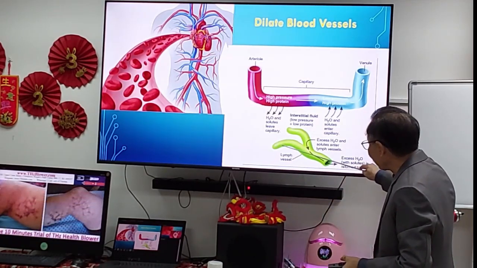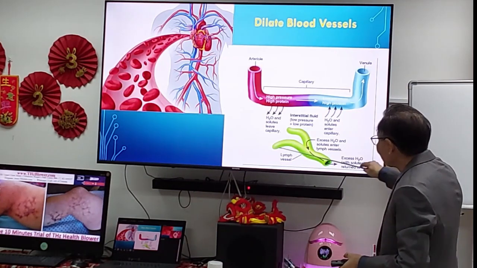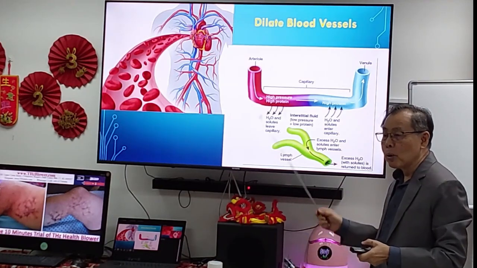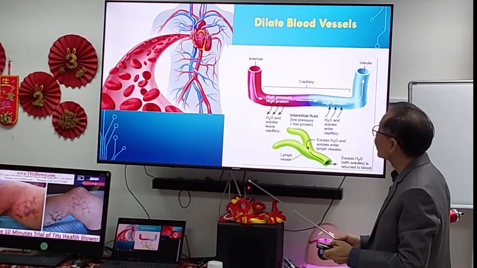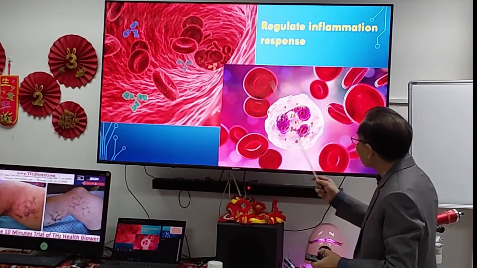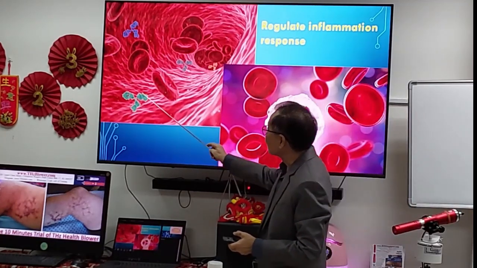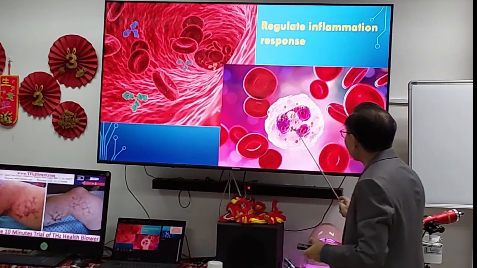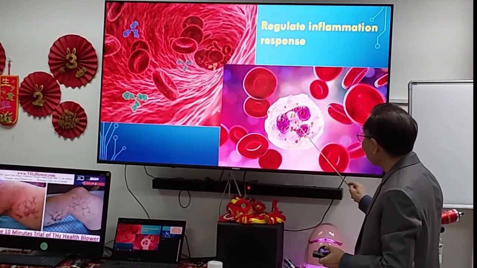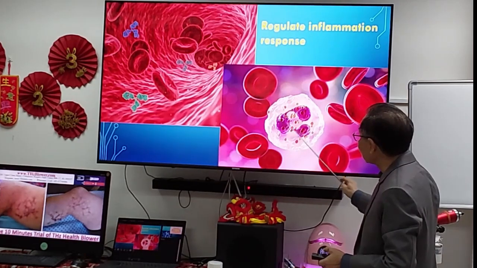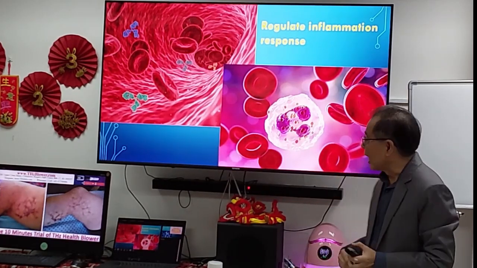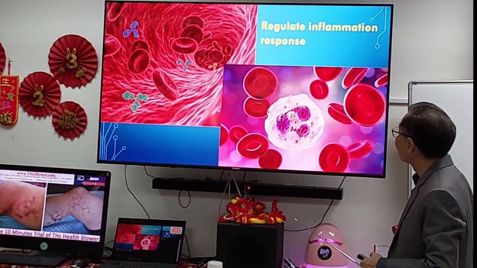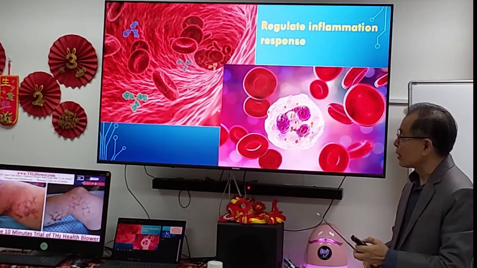And in the tissue, you find these lymph vessels. They return all the excess water back to the heart. So this is in essence what THz is able to do, open up your blood vessels. The next thing is it regulates inflammation. In the blood there are immune cells. You know they are immune cells because they have a nucleus in two or three lobes. And it reduces the activity of these immune cells and makes the inflammation better. And that's what THz can do.